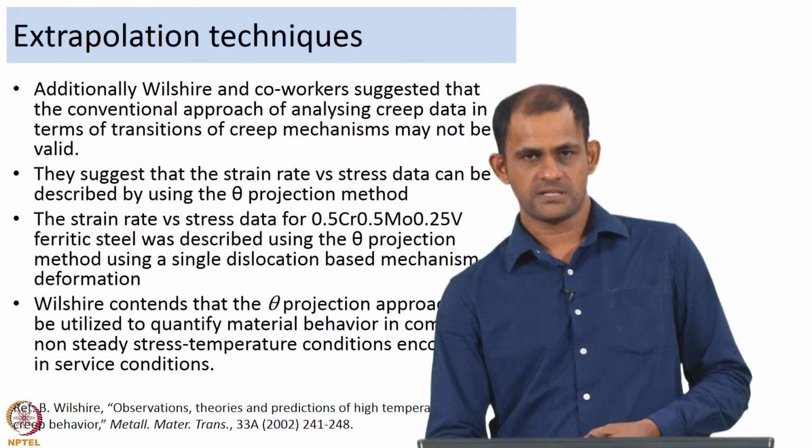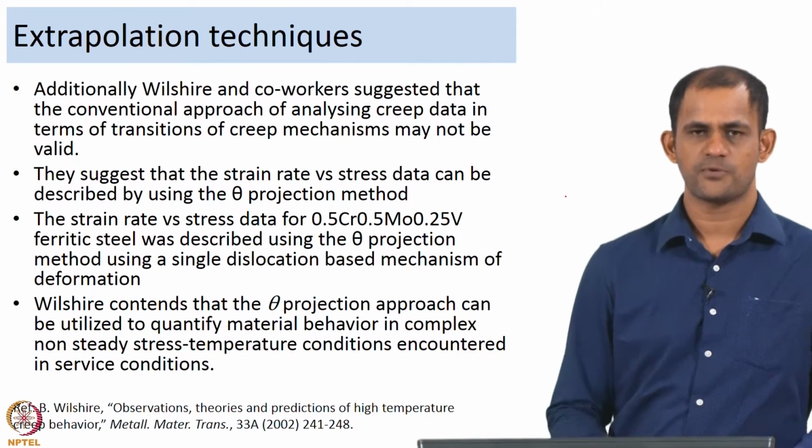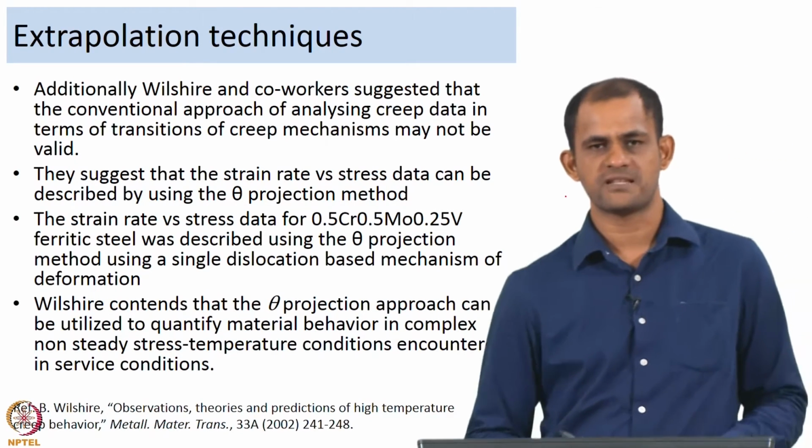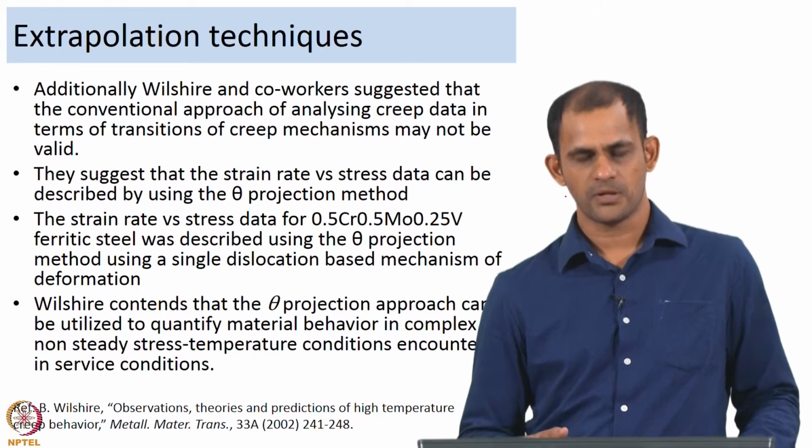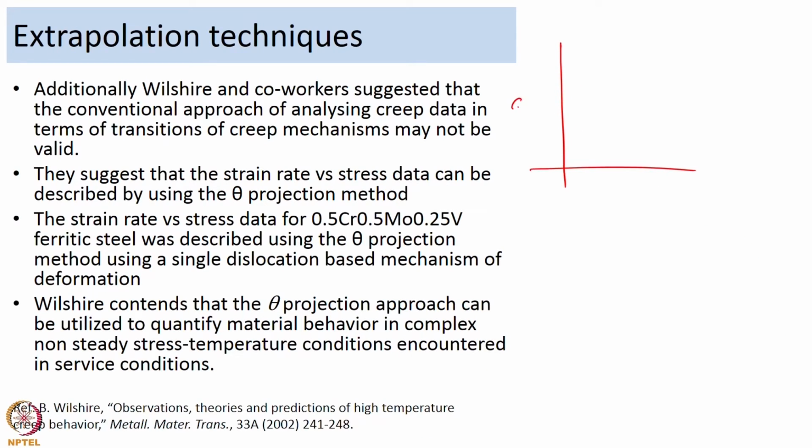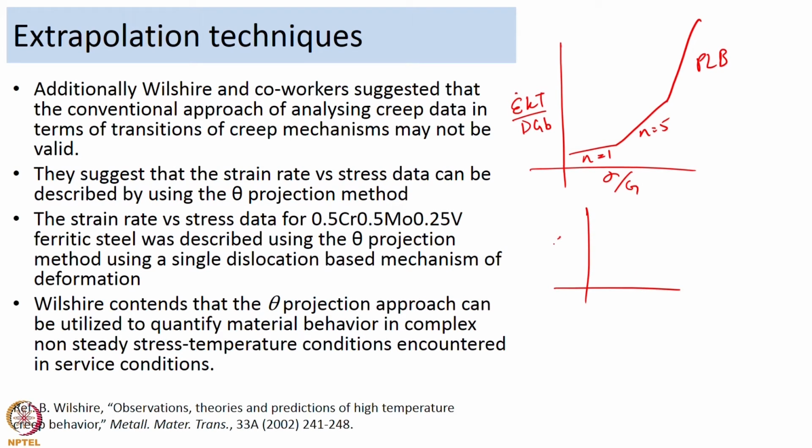In addition to this, they also suggested that the conventional approach of analyzing creep data in terms of transitions of creep mechanisms may not be correct either. When you are talking of transitions, you are talking about a dimensional plot between epsilon dot kT over D Gb, or sigma by G. So, you are talking about transitions happening, as an example, from n equal to 1 to n equal to 5 and then power law breakdown, or another way of looking at it is epsilon dot versus sigma, similar. So, n equal to 1, 5, PLB, etc.